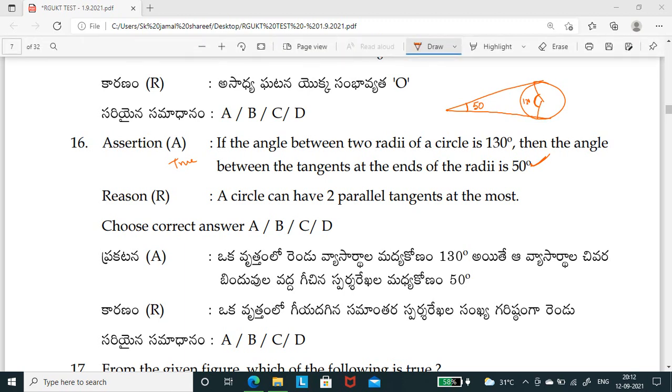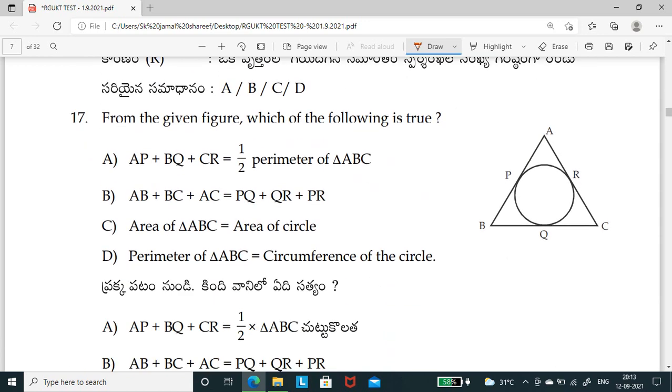So what he has given, a circle can have two parallel tangents at the most, is false. But there is no relation between these two, no? So true and false means option C will be my answer here. Suppose he gives, for a particular tangent, how many parallel tangents can be drawn? That means we can draw only one parallel tangent.